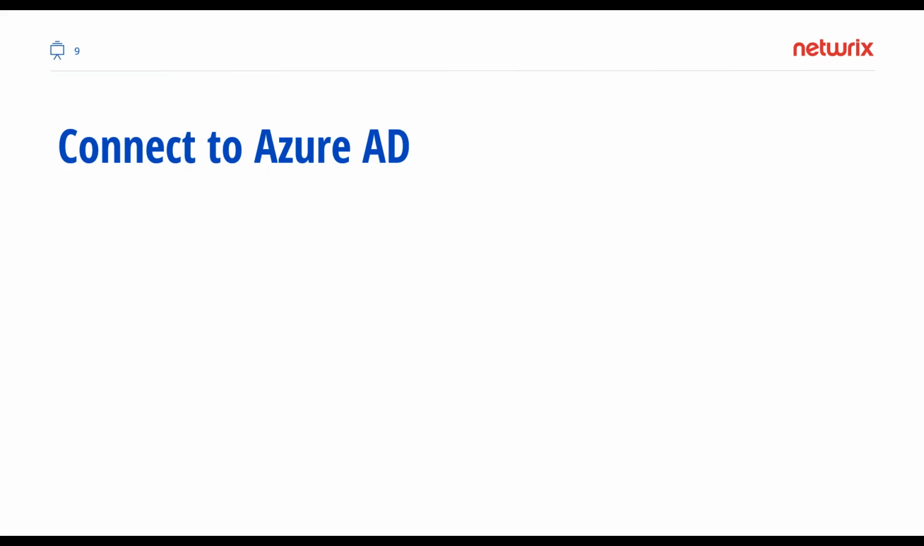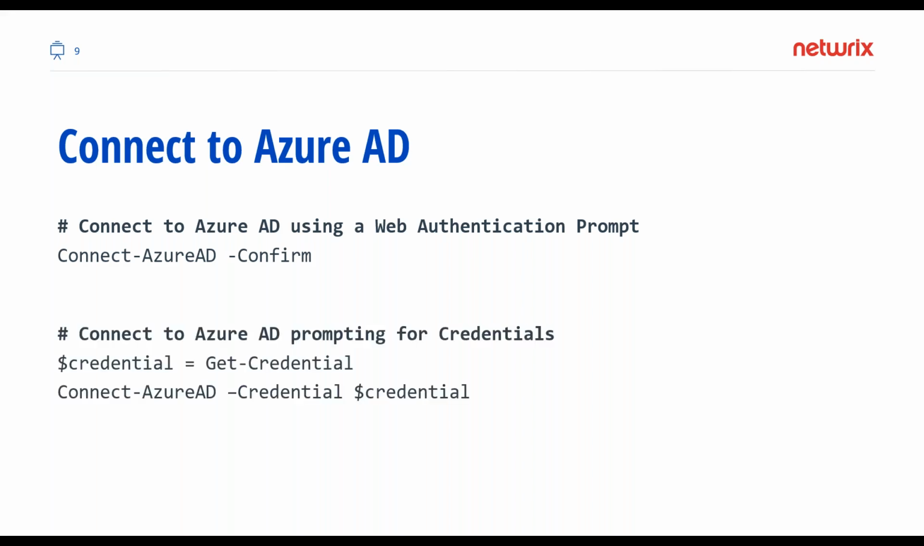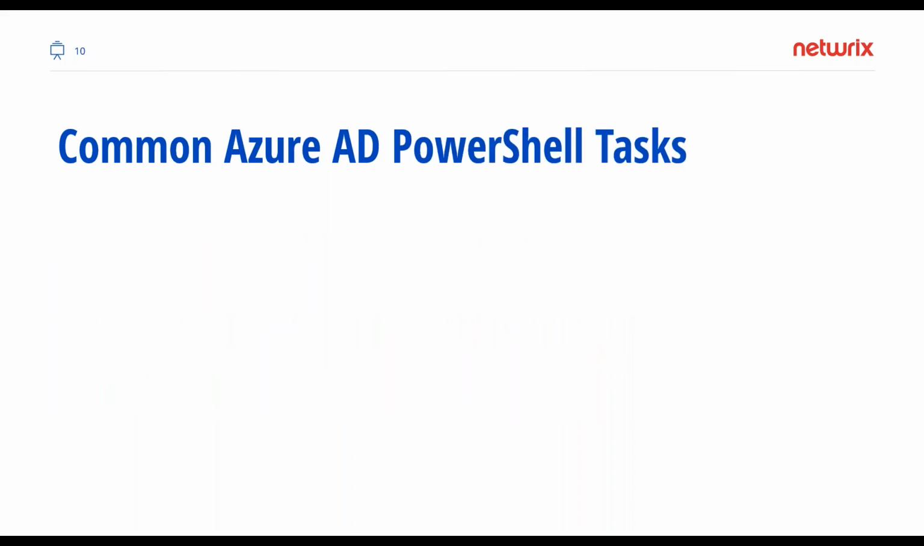So how do we actually connect to Azure AD? Well, very simply, it's Connect-AzureAD. And then I have the option to confirm, and this will launch the web authentication prompt, so I'm able to get into Azure Active Directory. I can also pass credentials using the credential object. So Get-Credential is the one that prompts that Windows box. I can basically pop up a Windows box, put the username and password in, click OK, it saves it to the credential object, and then I use Connect-AzureAD, and I can pass in that credential.